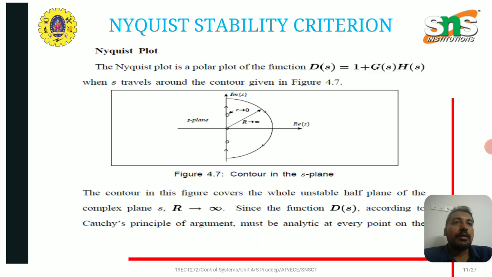The Nyquist plot is a polar plot of the function d of s, which is equal to 1 plus g of s h of s, when s travels around the contour as shown in the figure.